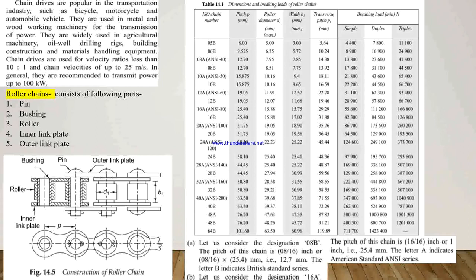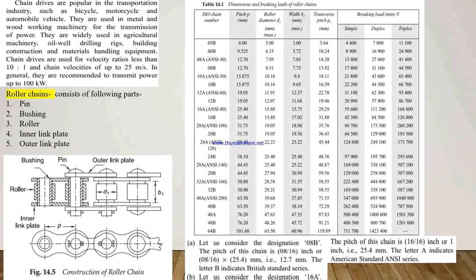Now see the roller chains. Figure 14.5 shows the construction of a roller chain. Roller chains mainly consist of pin, bushing, roller, inner link, inner link plate and outer link plate. The pin is press fitted to two outer link plates, while the bush is press fitted to inner link plates. The bush and the pin form a swivel joint and the outer link is free to swivel with respect to the inner link.